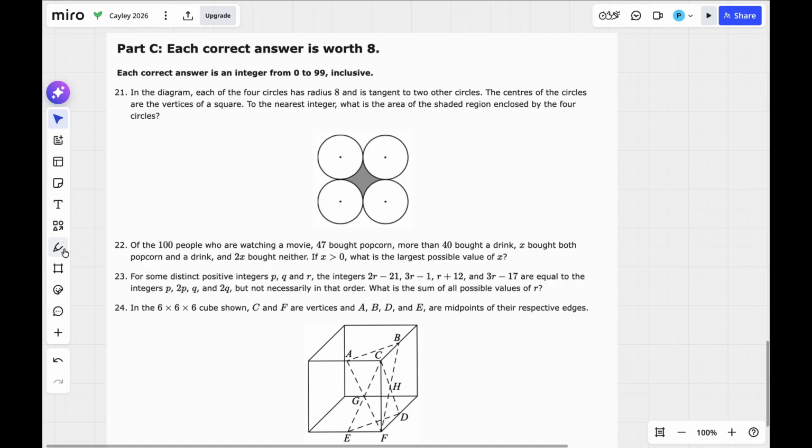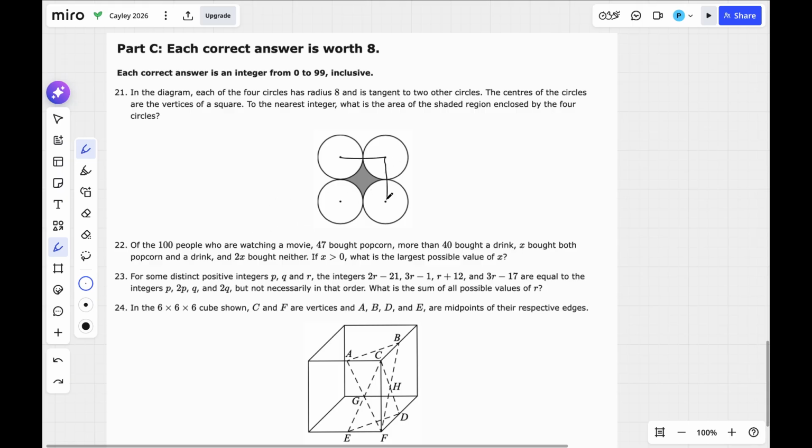Alright, now we have part C. So problem 21: in the diagram, each of the 4 circles has radius 8 and is tangent to 2 other circles. The centers of the circles are the vertices of a square. To the nearest integer, what is the area of the shaded region enclosed by the 4 circles?